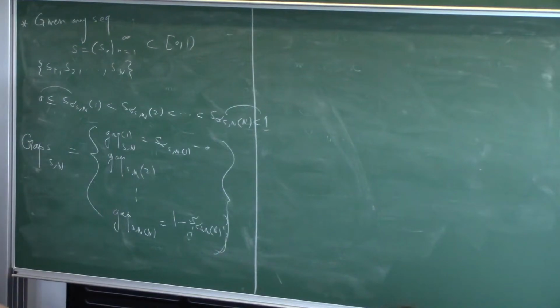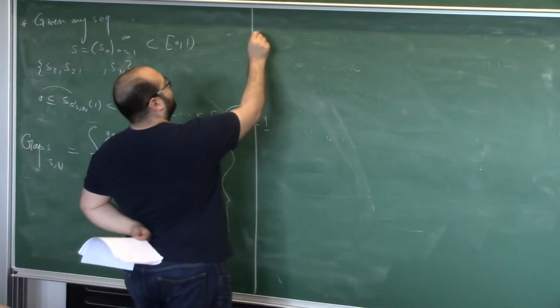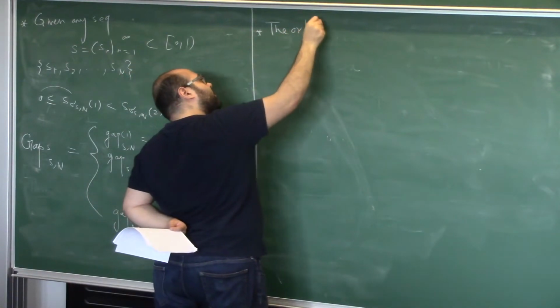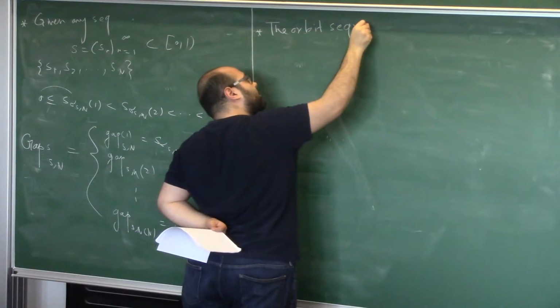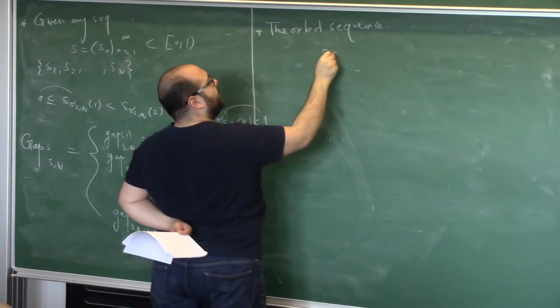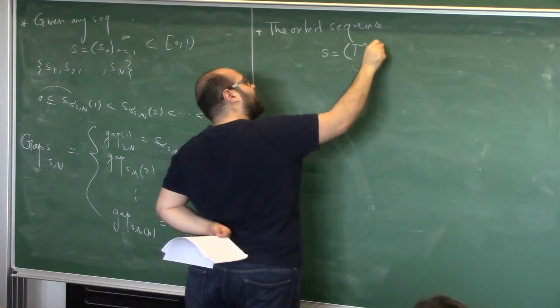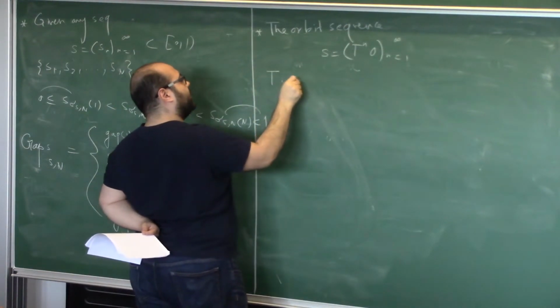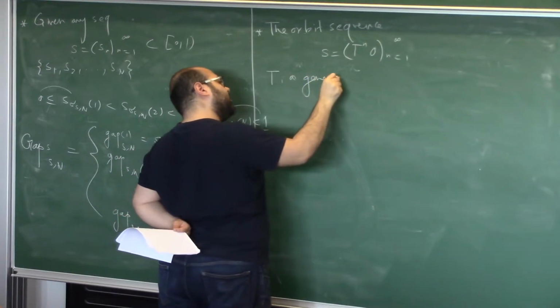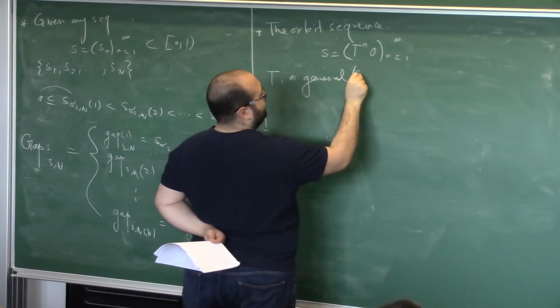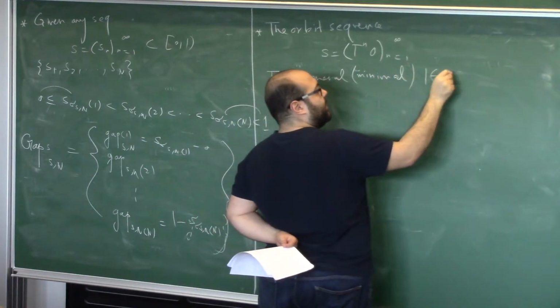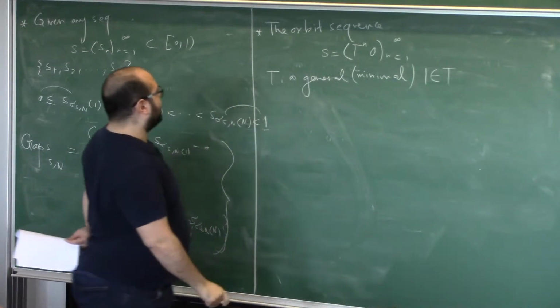So, studying gaps, there are lots of sequences to study, and the particular sequence I'm interested in today would be the orbit sequence, S equal to T^n 0, n going from 1 to infinity, where T is a general interval exchange map, or interval exchange transformation.